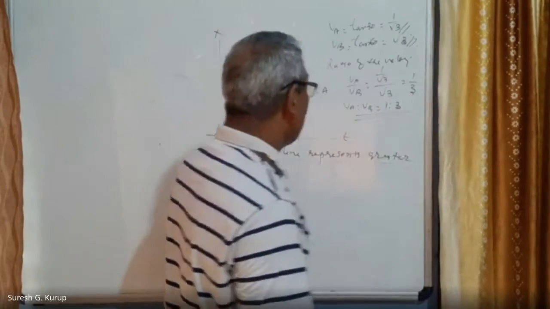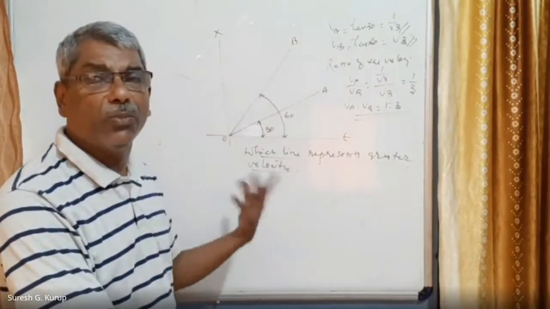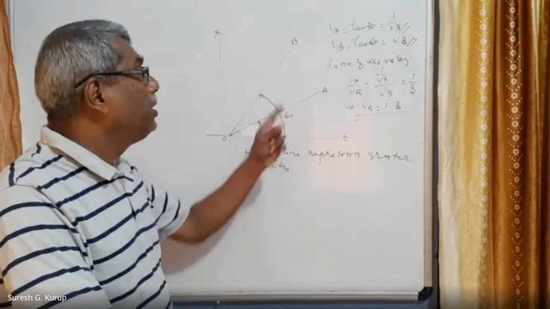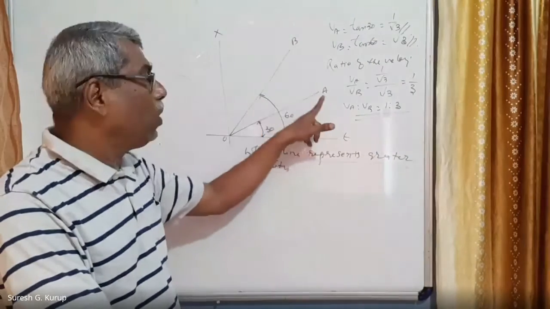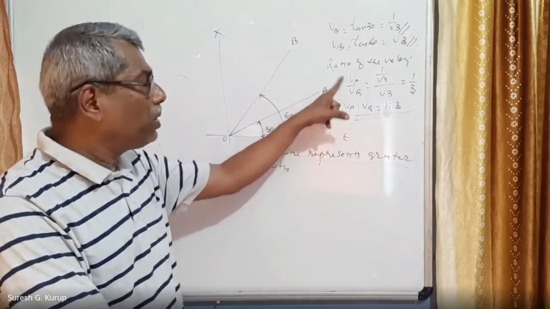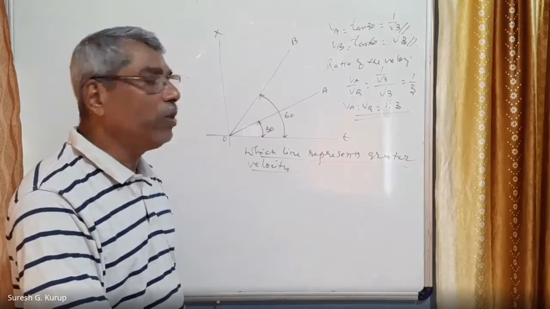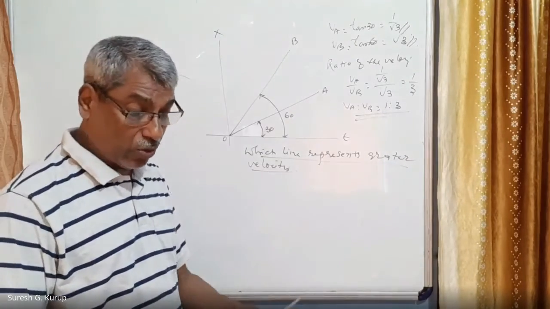So these two graphs are given to you, and you are asked to find which body has more velocity. In this case, the velocity of body B is greater than the velocity of body A. That means VB is greater than VA, and the ratio of the velocities VA is to VB is equal to 1 is to 3. So this kind of problems you will also do.